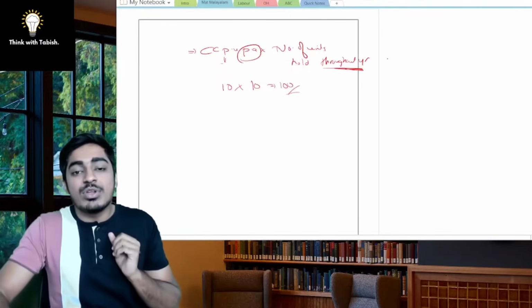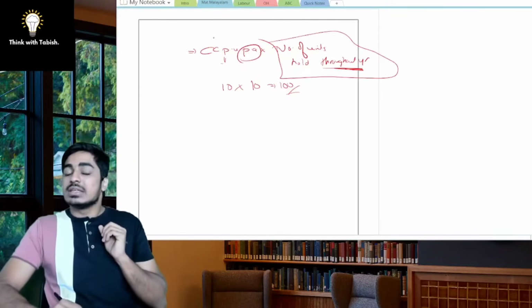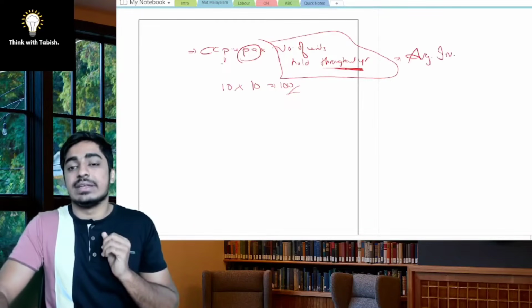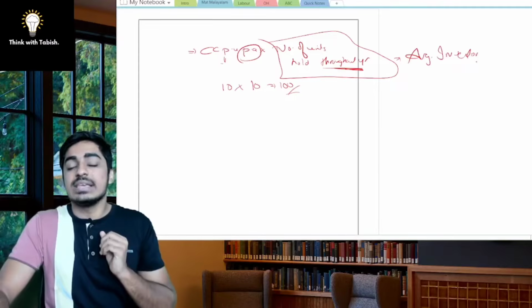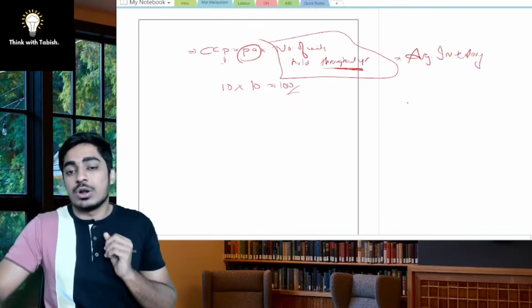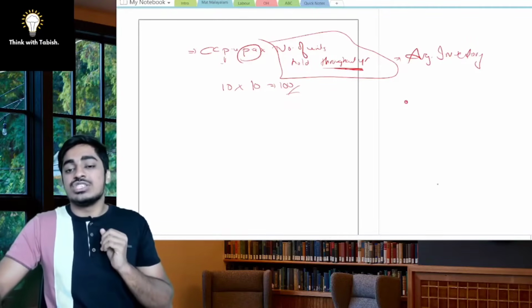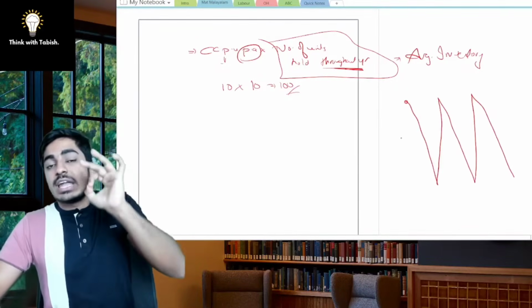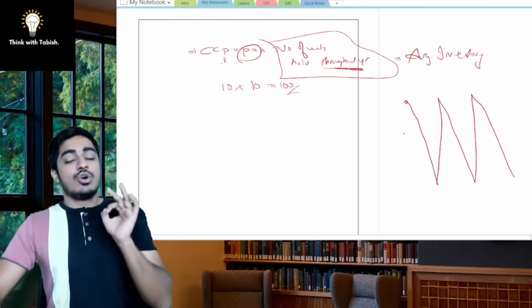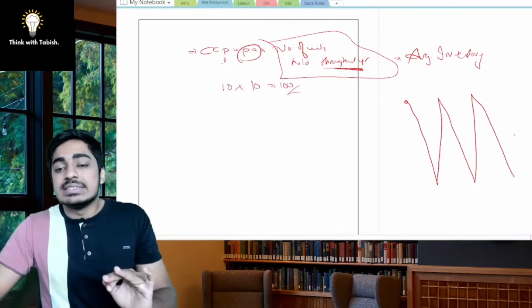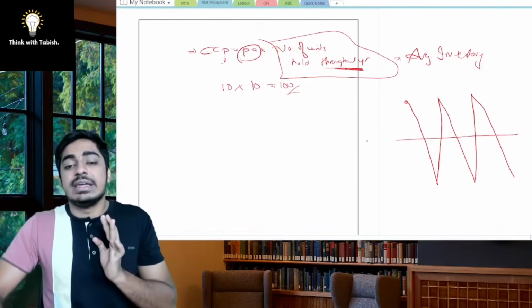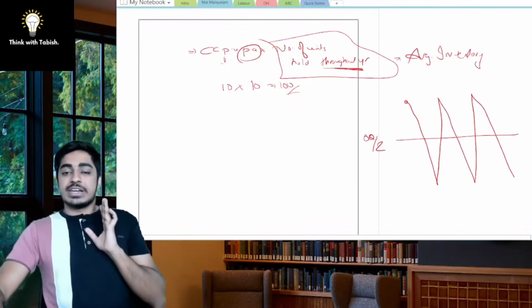And what is the number of units held throughout the year? It is nothing but our average inventory. Sometimes we order the goods, go on consuming, it becomes zero. Again we order, go on consuming, it becomes zero. Again order, it becomes zero. So what is it that we on an average hold throughout the year? It is nothing but our average inventory. And how do we get average inventory? It is ordering quantity divided by 2.